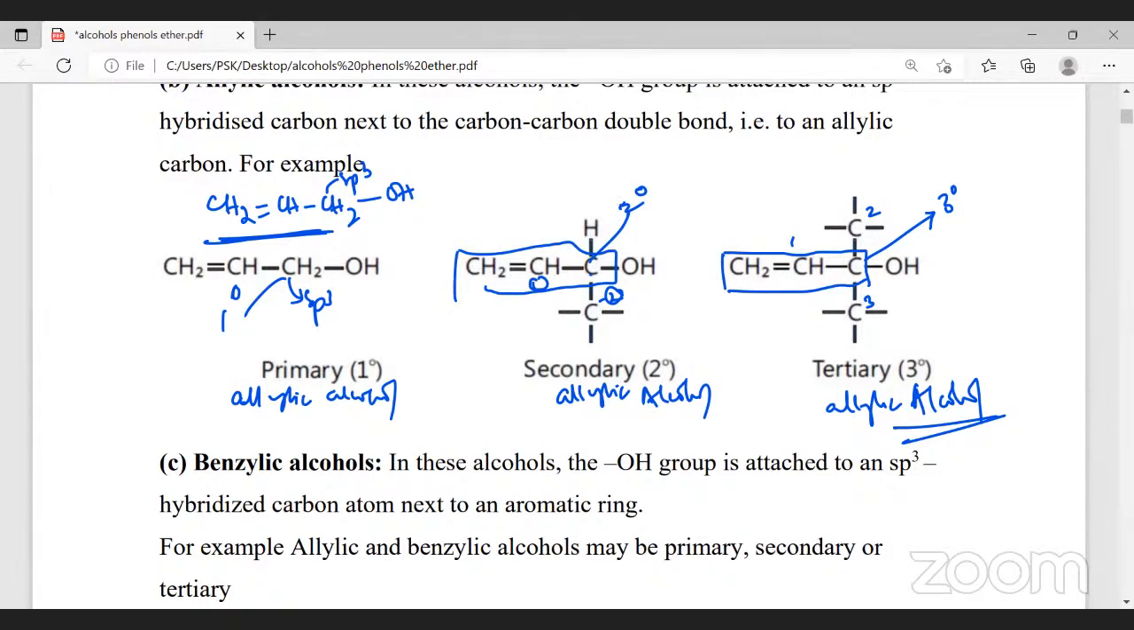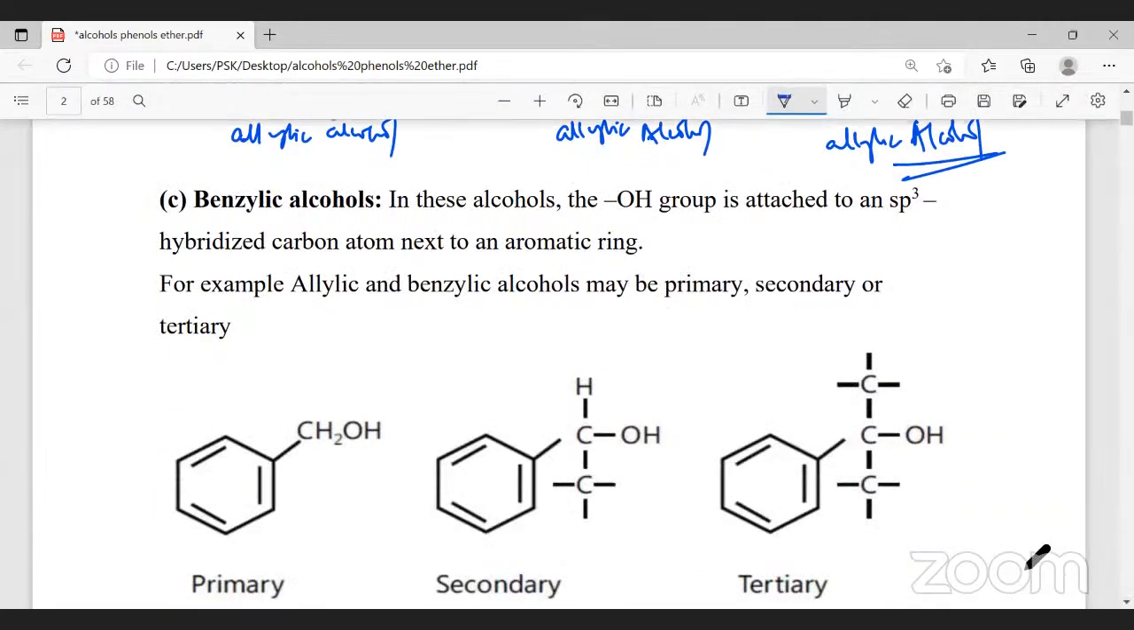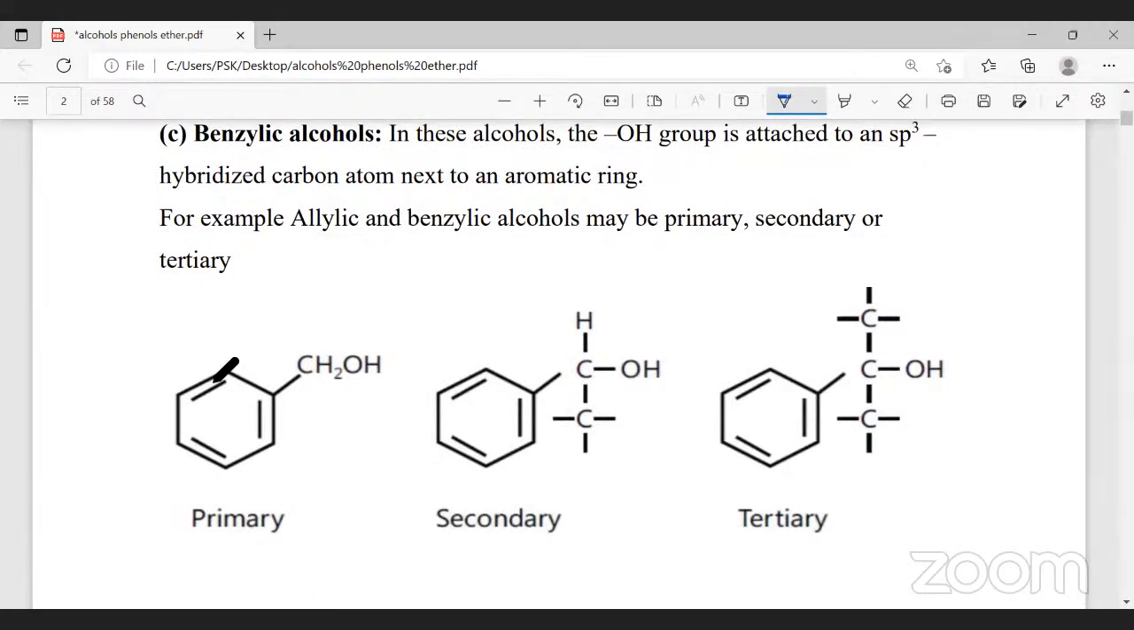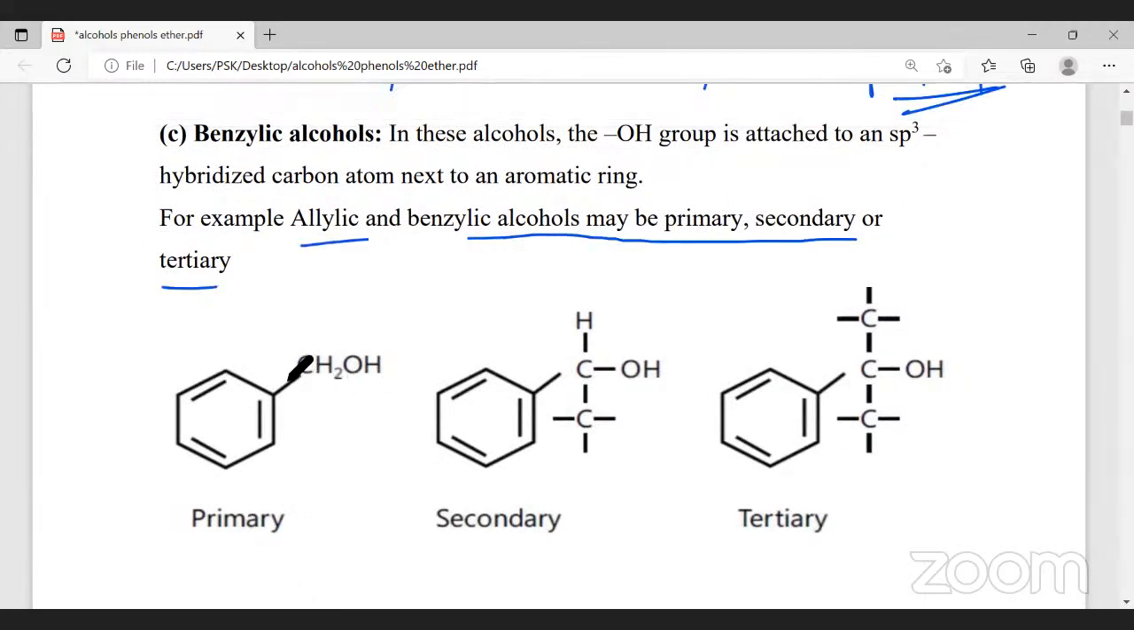Next is benzylic alcohol. What is this benzylic alcohol? This benzylic alcohol also has an sp3 hybridized carbon. Next, I told you the example. This is an aromatic alcohol. For example, allylic and benzylic alcohol may be primary, secondary, or tertiary. Allylic alcohol we learned. Now just observe, this OH is bonded to a primary carbon atom because the carbon contains 2 hydrogens. And this carbon is bonded to only one more carbon. Therefore, it's a primary carbon. So the name of this molecule is benzyl alcohol.